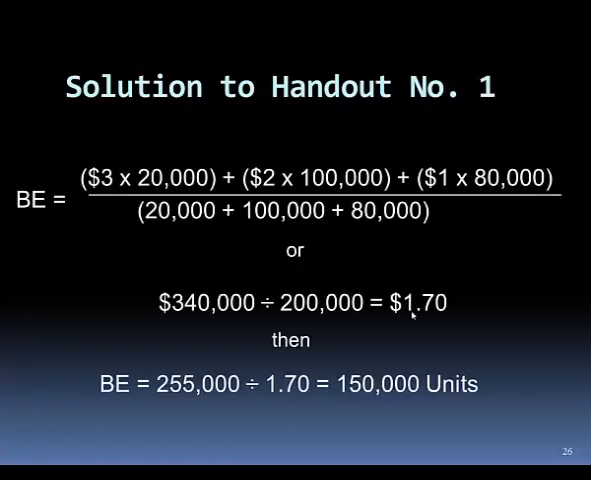From our example, the handout I gave you, our calculation would look like this. We projected 20,000 units, 100,000 units, and 80,000 units. We also have the contribution margin for each unit. So 3 times 20,000 plus 2 times 100,000 plus 1 times 80,000 divided by 200,000, you come up with 340,000 divided by the total units, or $1.70. That is the weighted contribution margin.